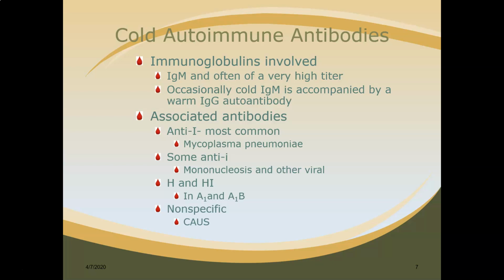Then we have something we call a CAUS, which is a cold autoantibody of undetermined specificity. And basically, we don't go much past if it's an I or an H. And beyond that, we really don't care what it is. It's just a cold. So we don't spend a lot of time determining its specificity, and we just report it out as something cold.